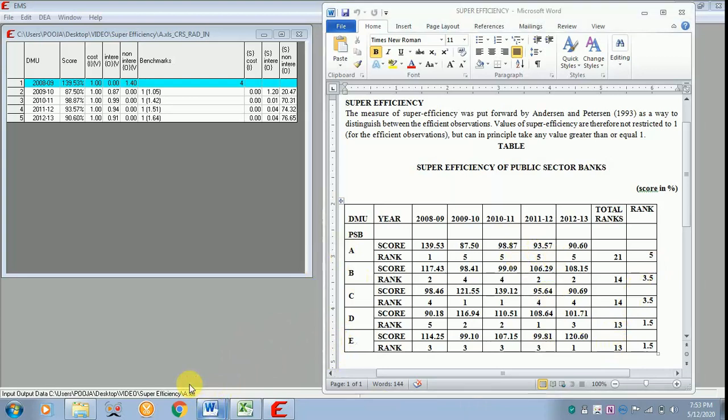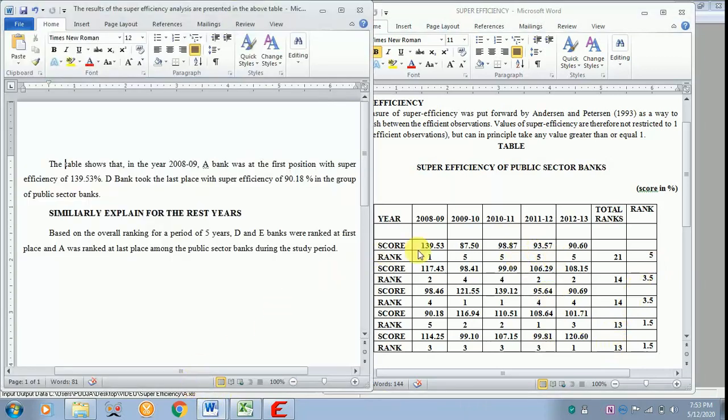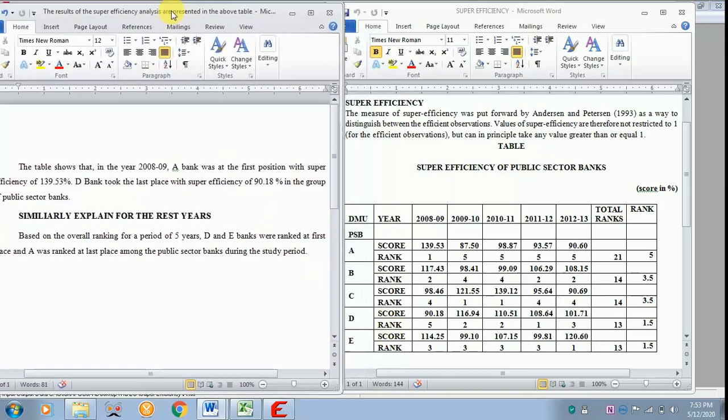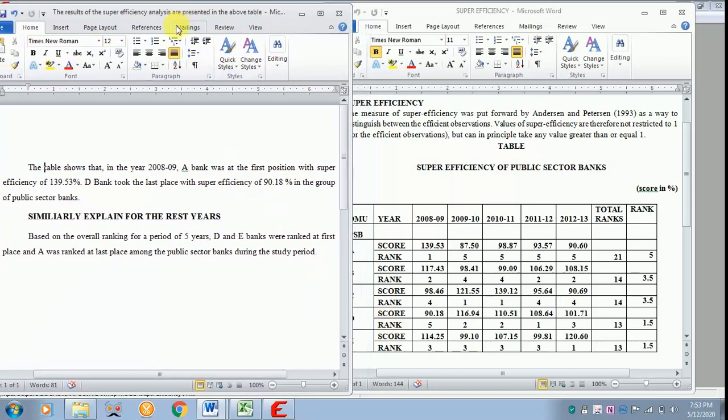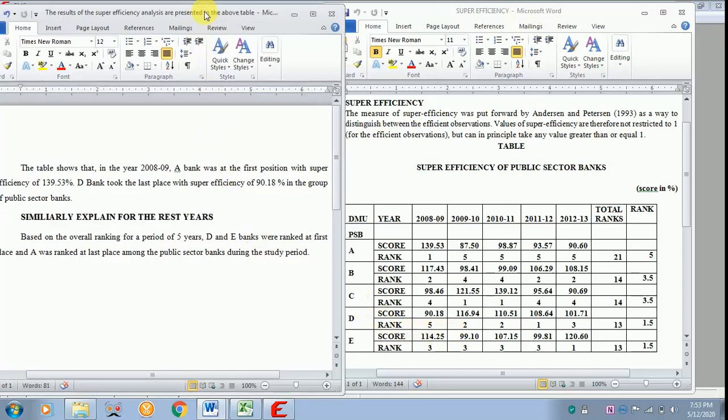For that, we'll move on to year. I'll be doing only for the year 2008 and 9. So A bank was at the first position with the super efficiency of 139.53%. D bank, I'll just pull it towards the left so that you will have an idea. So D bank took the last place with the super efficiency of 90.18% in the group of public sector banks. So similarly, explain for the rest years.